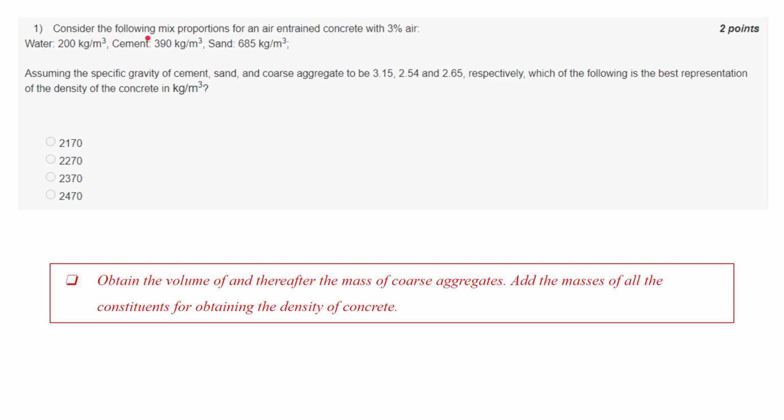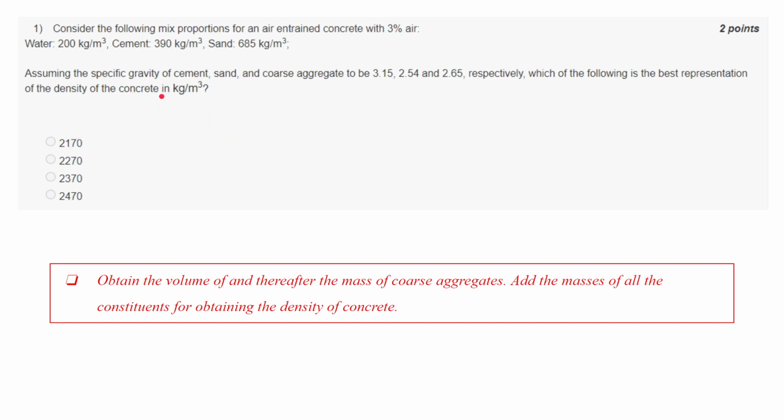In this problem, consider the following mix proportions of an air entrained concrete which has 3% air, water 200 kg per meter cube, cement 390 kg per meter cube, and sand 685 kg per meter cube. Let us assume the specific gravity of cement, sand, and coarse aggregate is 3.15, 2.54, and 2.65 respectively. Based on this, which of the following is the best representation of density of concrete? We need to basically find the concrete density.